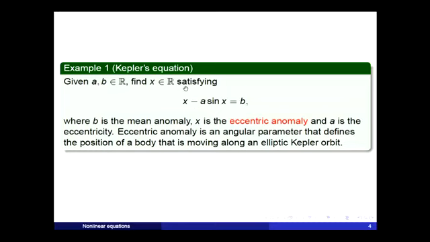So the equation is x minus a sine x equals b, and you see that there is no direct formula for you to solve this.